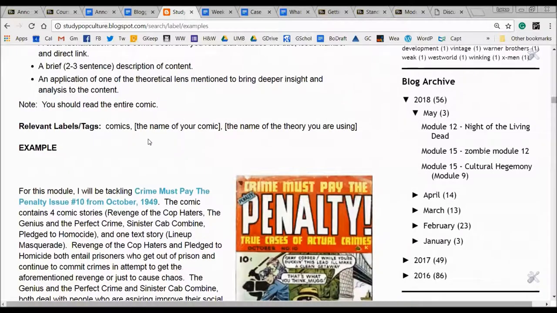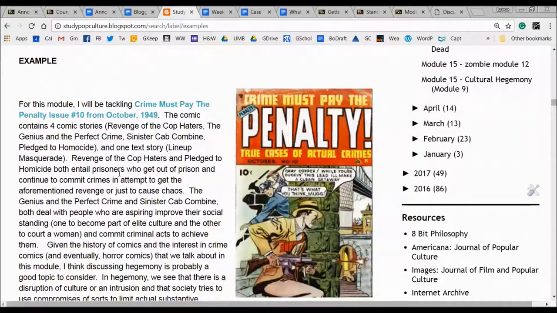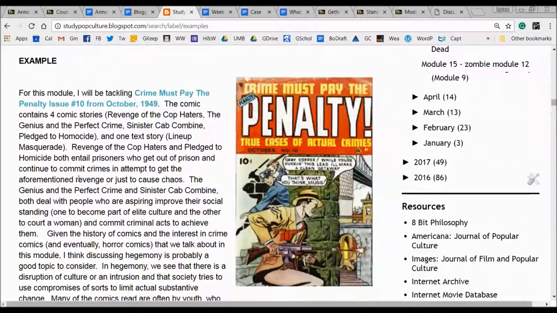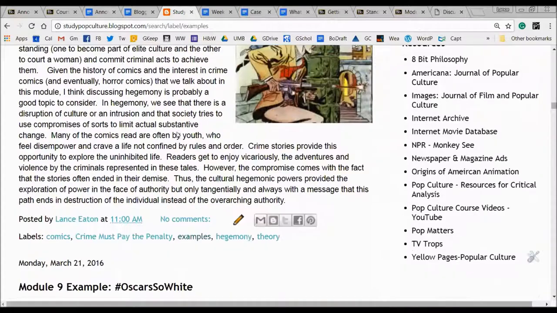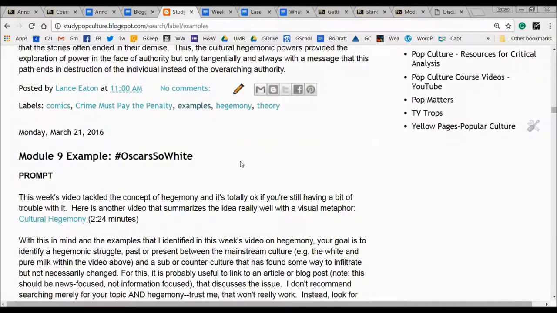And I give them an example, because I think that's always important as they're playing around with these new forms, to go and see what the expectations are. And so I did another one on Oscar So White and the like around cultural hegemony.